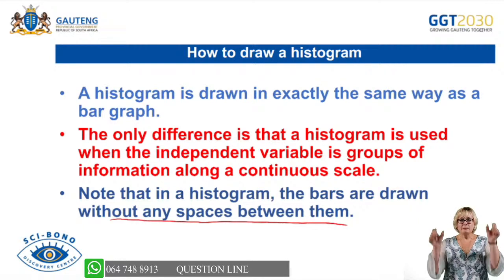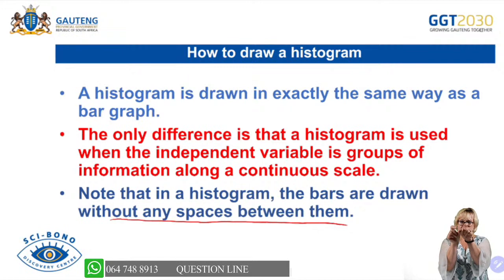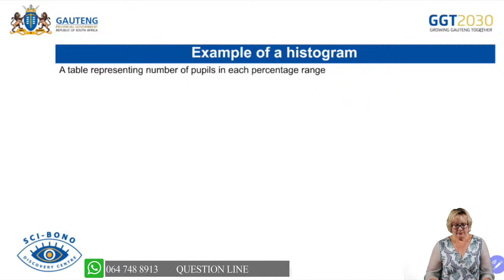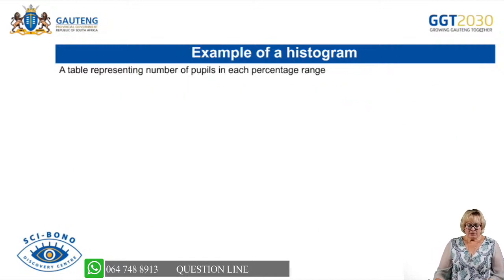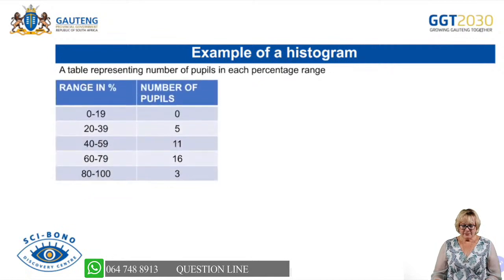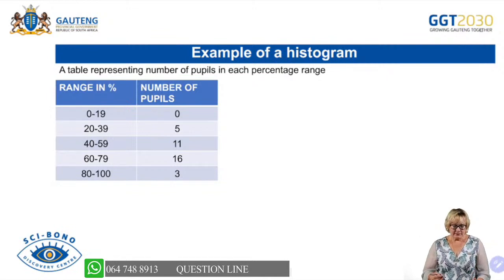A bar graph, bars with spaces. A histogram, bars with no spaces. So they must be touching one another. All right, so you must know the difference. Example of a histogram, a table representing the number of pupils in each percentage range. All right, can you see? That is where you have a range in percentage and then the number of pupils. So it's not an exact point. It's not, let's say, the range is from 0 to 19. It's not at 8% or 10% or 11%. It's a range that is given.